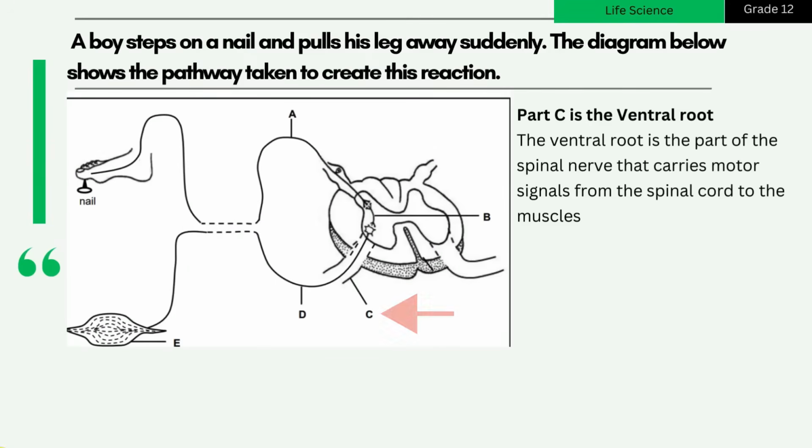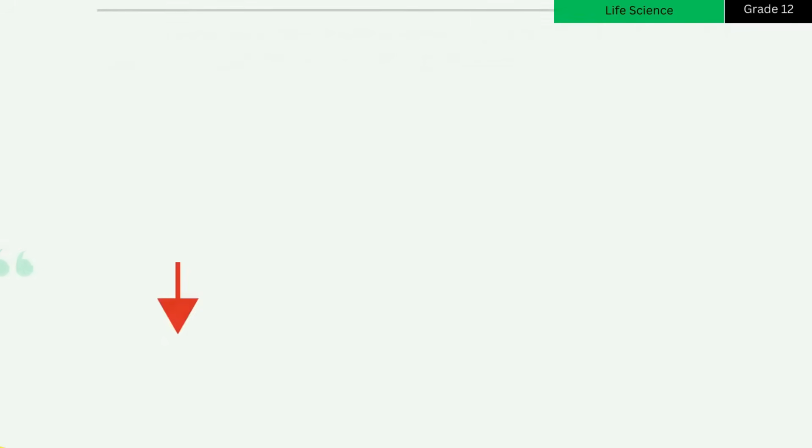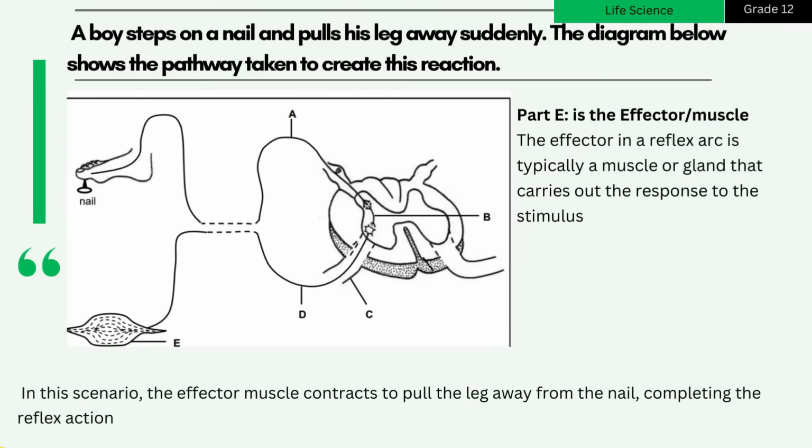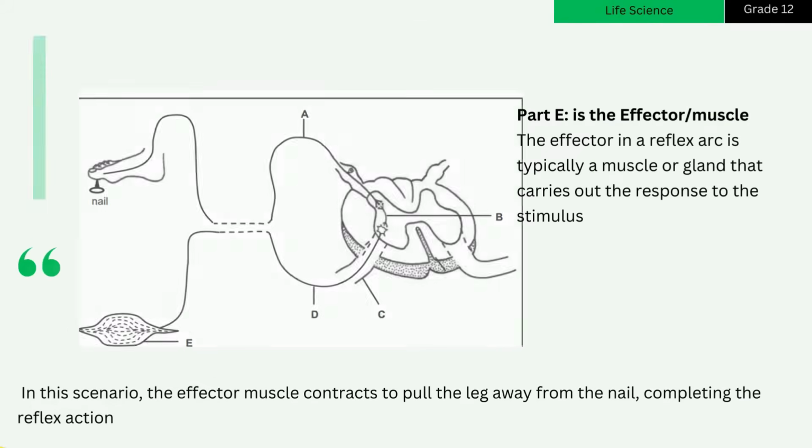2. Part C is the ventral root. The ventral root is the part of the spinal nerve that carries motor signals from the spinal cord to the muscles. 3. Part E is the effector muscle. The effector in a reflex arc is typically a muscle or gland that carries out the response to the stimulus. In this scenario, the effector muscle contracts to pull the leg away from the nail, completing the reflex action.